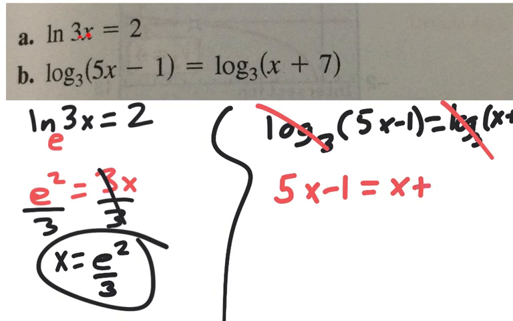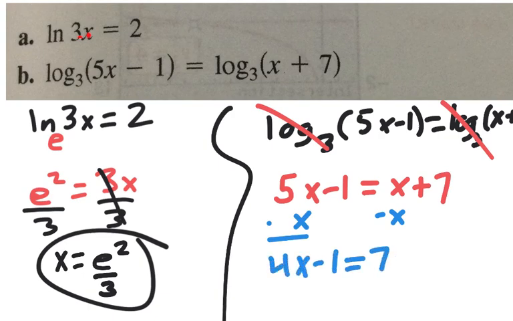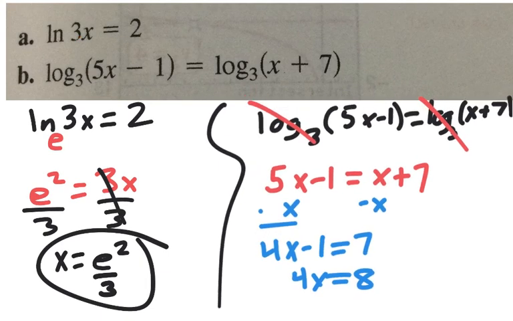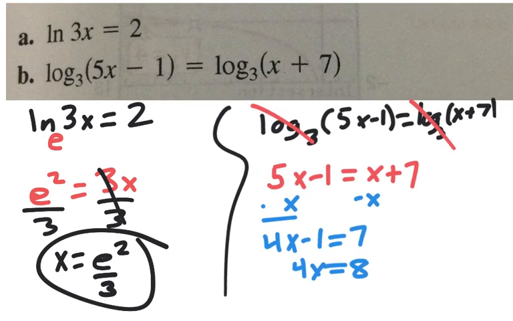5x minus 1 must equal x plus 7. Now solve. Subtract x. That tells me 4x minus 1 equals 7. Add 1. 4x equals 8. And then divide by 2. Or sorry, divide by 4. Which tells me x is equal to 2.